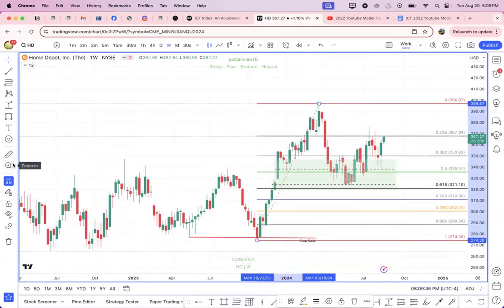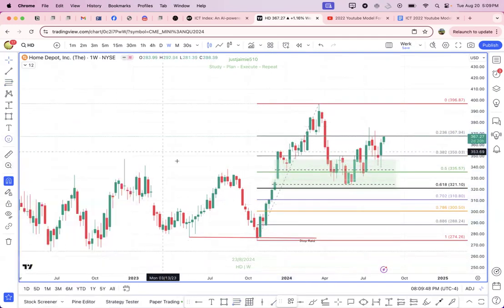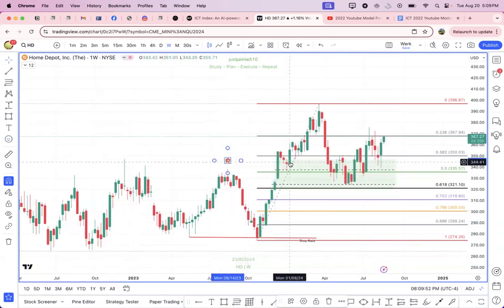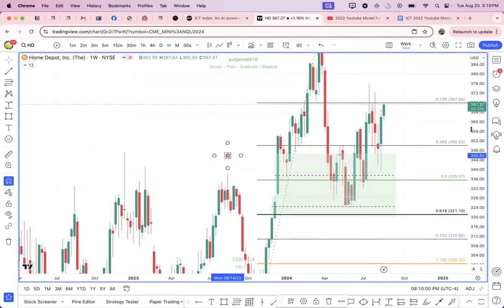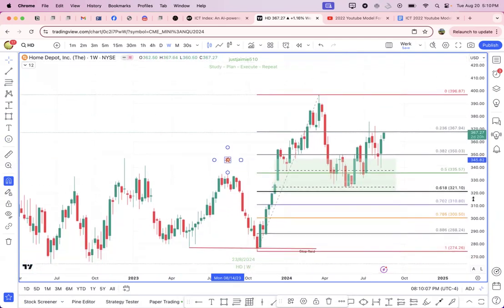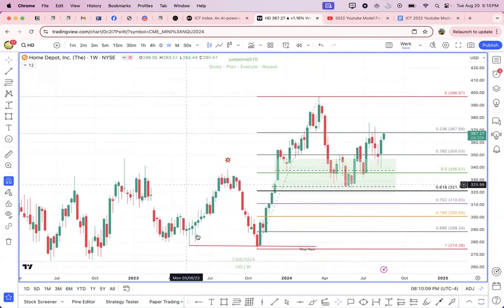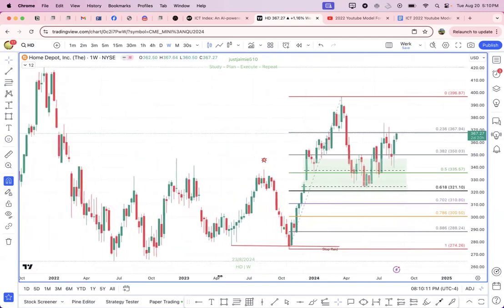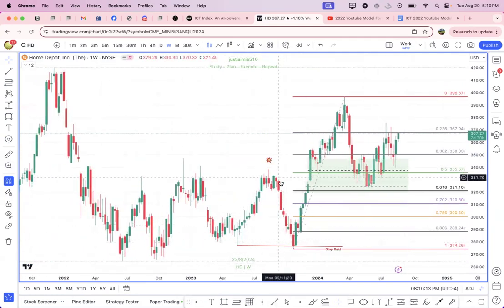Let's not forget our market structure shift, right? We're looking for price to close above there. So price goes up and then it comes back down, and basically it comes to 50% of this fair value gap, which he calls consequent encroachment, right? So boom, that's your entry in a discount. That's the weekly.